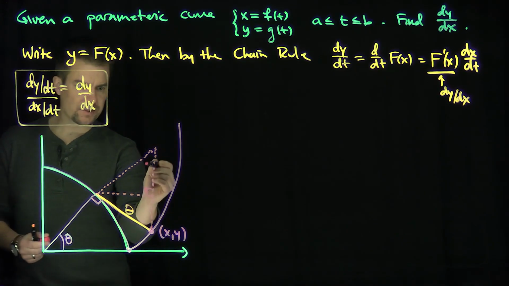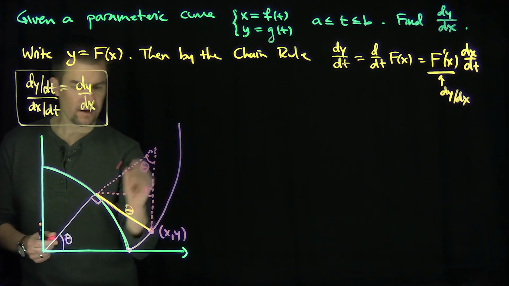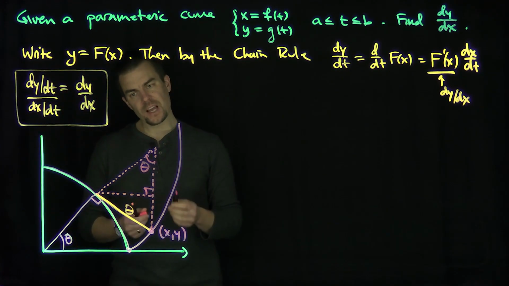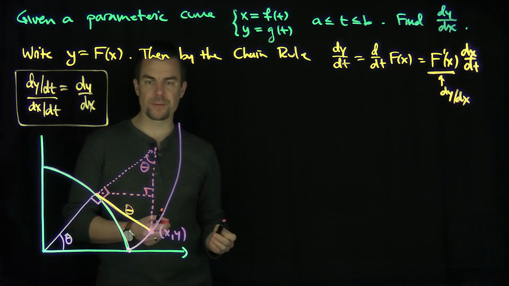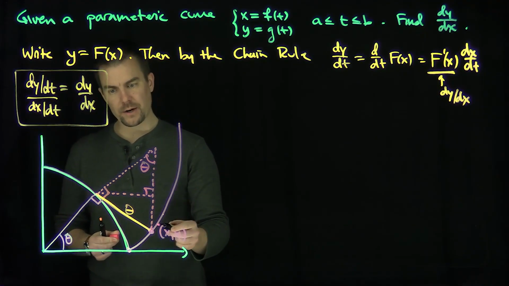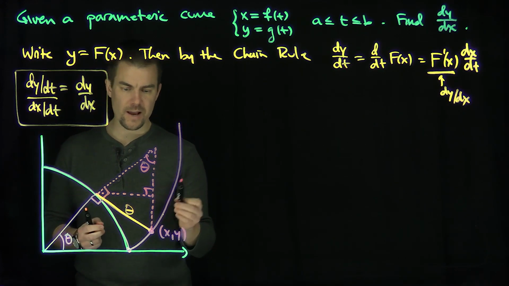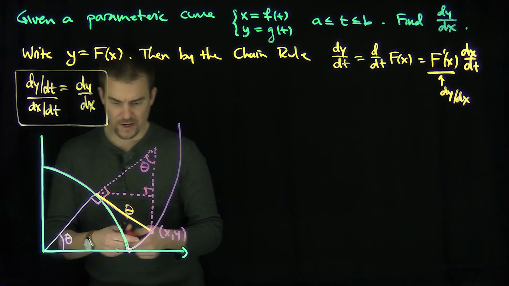Now, of course, if this angle is theta, then this angle over here is also theta. And if we think about this for a second, this is also going to be a right angle over here. So these two triangles are similar, which means that this angle over here is going to have to be theta as well. So that angle over there is going to be theta. We'll write that in a second.